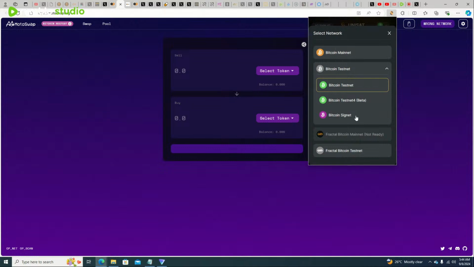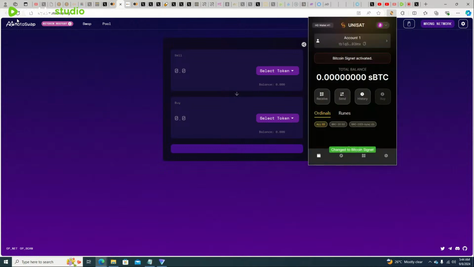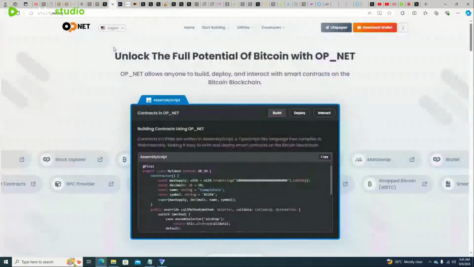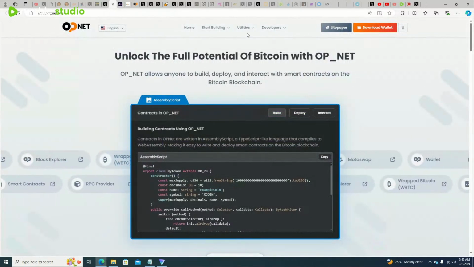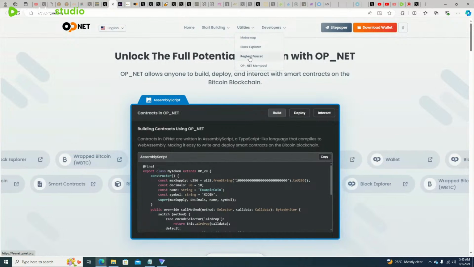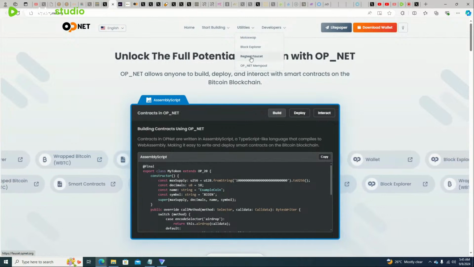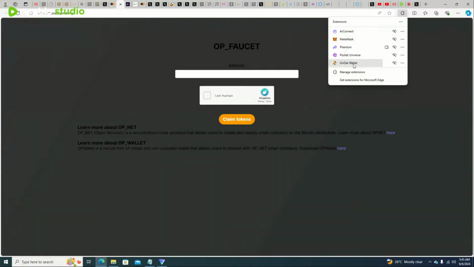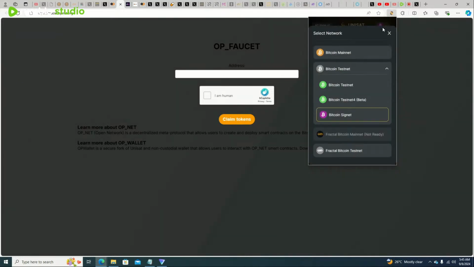Can it be this Signet one? Let's just experiment. Okay, so we will start concluding. We will just scan the documentation a bit to see if there is any insight. Okay, so this is the network. The network is actually regtest, but it's supposed to automatically incorporate that network into Unisat, but it's not doing so.